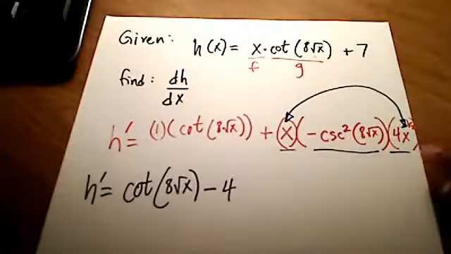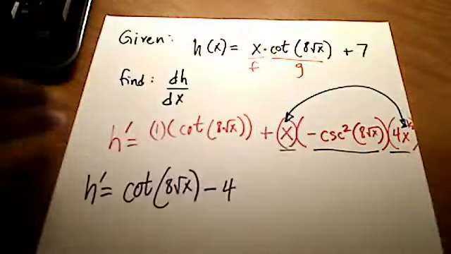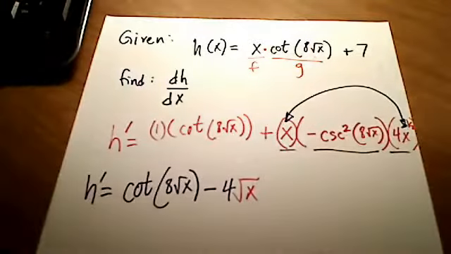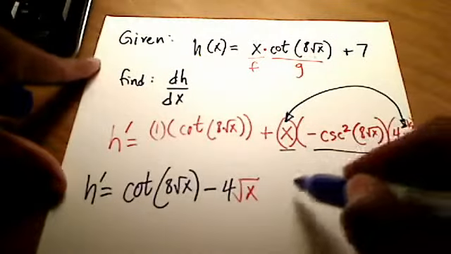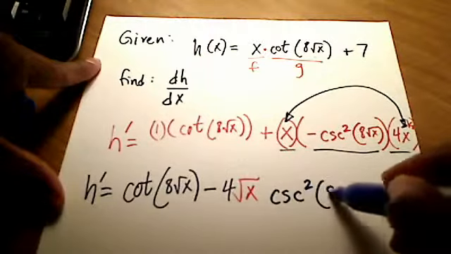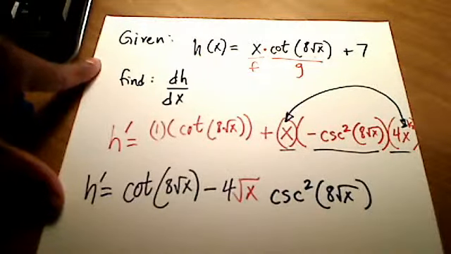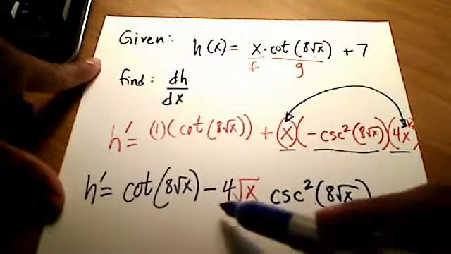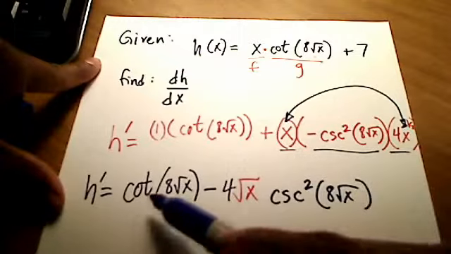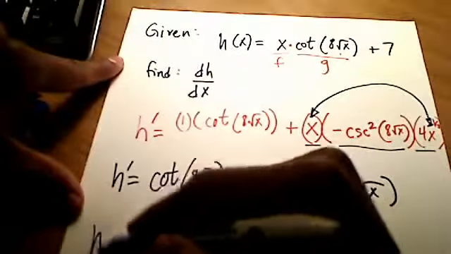Let's write the product of these 2 things right here, these 2 bases of x, as the square root of x. Cool, I like that. Okay, and then here's the rest of it. The rest of it is this cosecant squared and its argument of 8 square root of x. So there is my final answer. You could write it like this, or you could put this term first and then you put the cotangent. You could write it either way you want. It doesn't really matter. How about if I write it both ways for you?